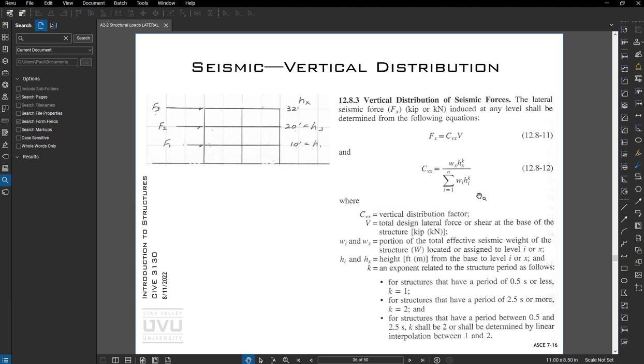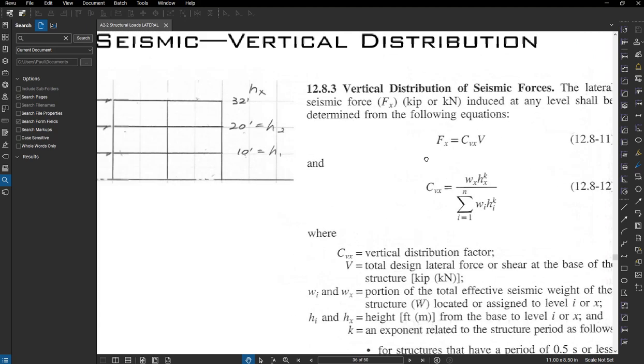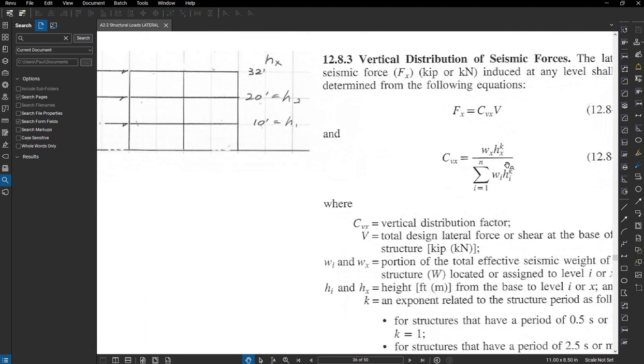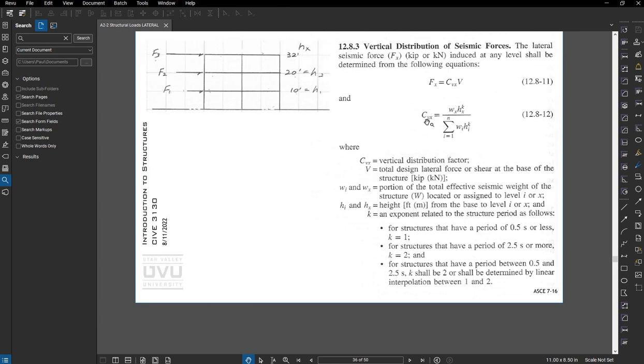and what you'll find is it's bigger the higher you get in the building based on this equation. So if we look at these two equations, the story force, so this could be F sub 1, F sub 2, F sub 3, is equal to the CVX, so CV1, CV2, CV3 in this case, times the base shear. The CV factor is a function of the weight of the story times its height from the base taken to the K factor, which is defined down here, and you guys can dig into that. That at a story is divided by the sum of WH to the K at each story, and what we find is that when we add these CVX's up, they add to 1.